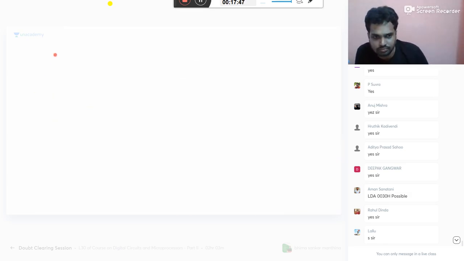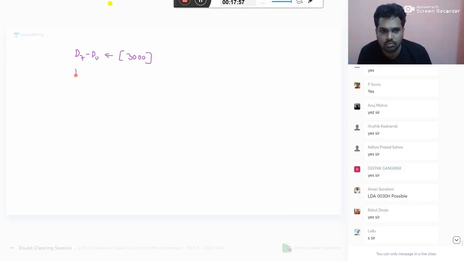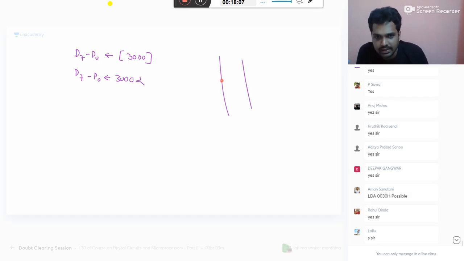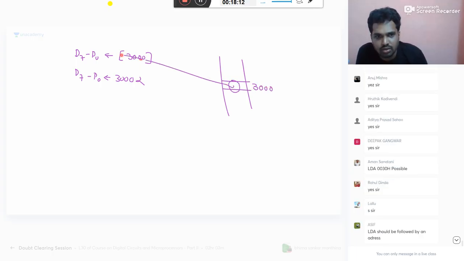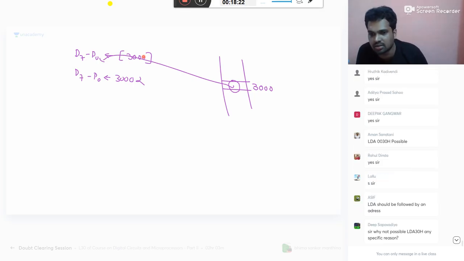See here. Your data bus is there now, D7 to D0. This will be copied with the contents of 3000. I am not saying D7 to D0 is copying with 3000. It is not possible. What does it mean? Contents of this location, whatever you are having, this value will come. This we represent like this. LDA should be followed by address. If it is not followed also, computer by default takes the next 2 bytes as its address.